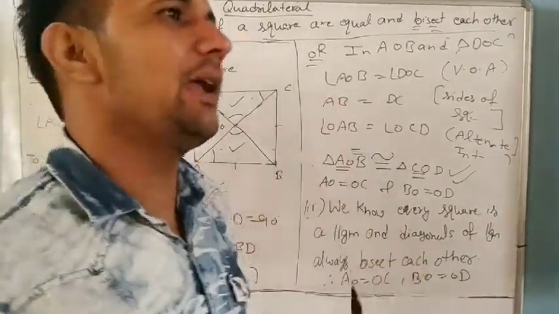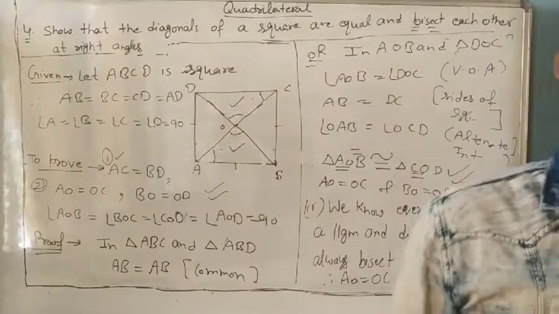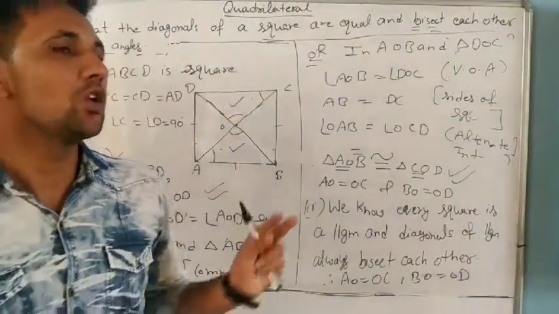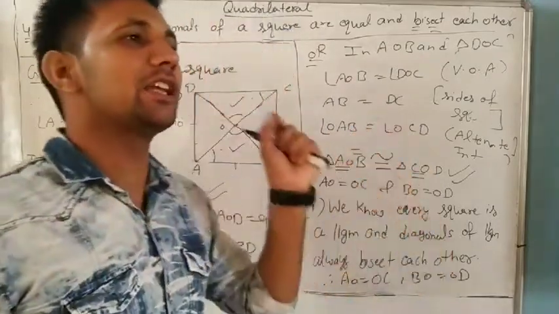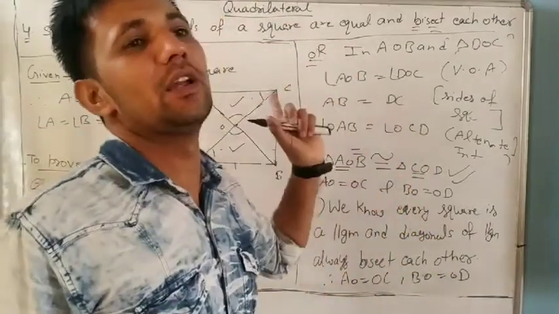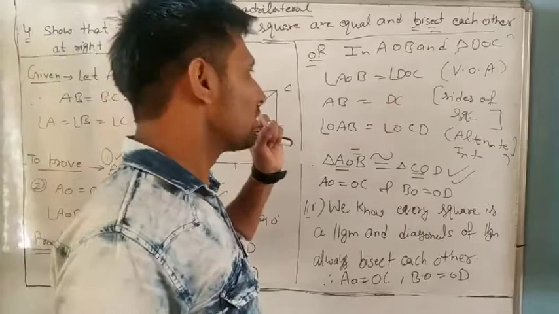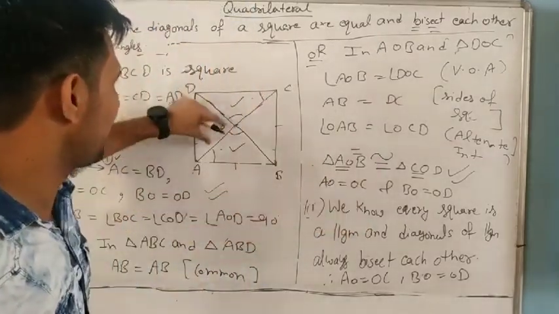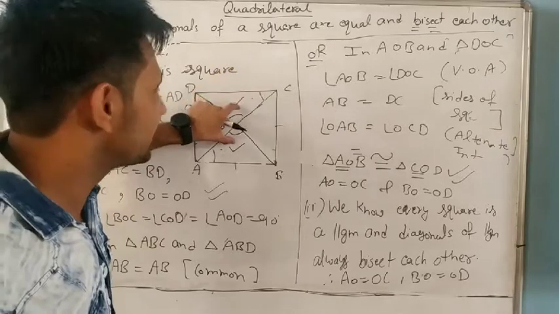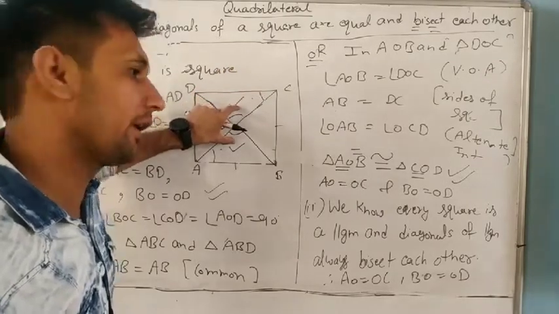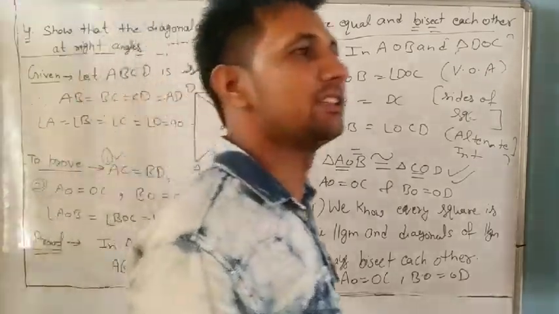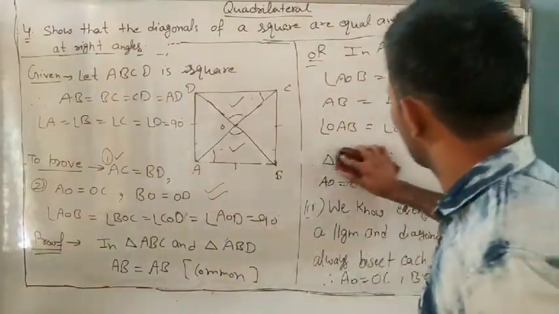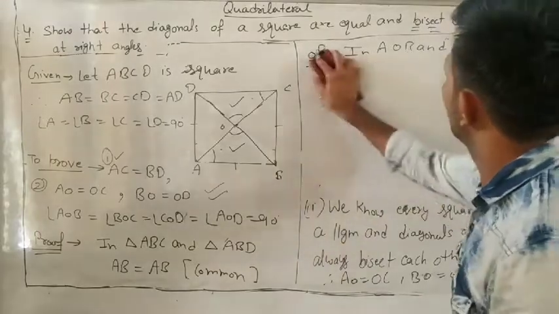So any time, only one thing to remember: if you want to prove that two sides or two angles are equal, we take two triangles in which those parts lie, and prove that they are congruent. We want to prove AO and OC, so we take AO here, OC here, take these two triangles and prove they are congruent, and in congruent triangles corresponding parts are always equal. Understand or not? So the second part we have already finished. Any one you can choose.